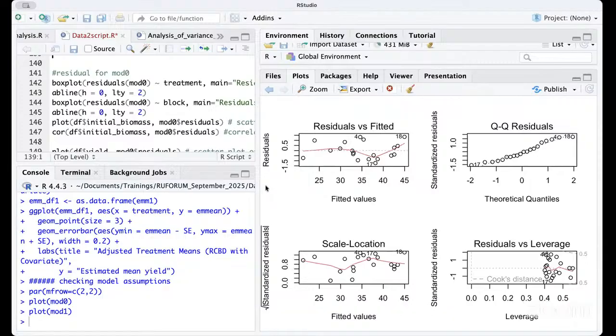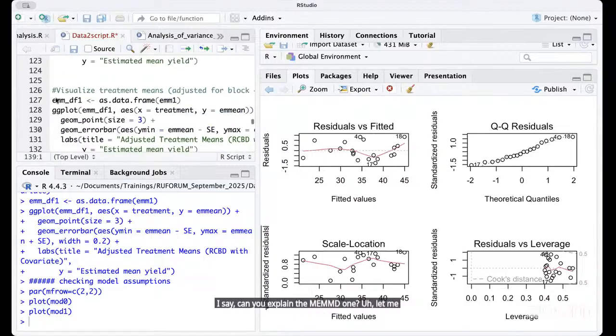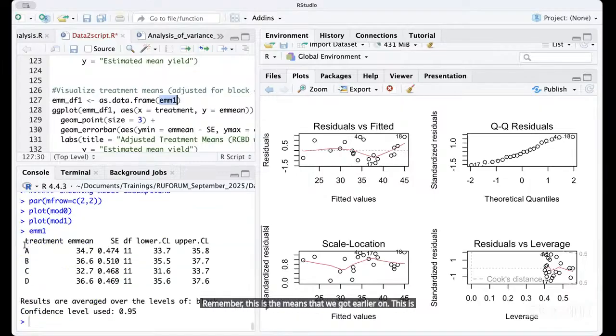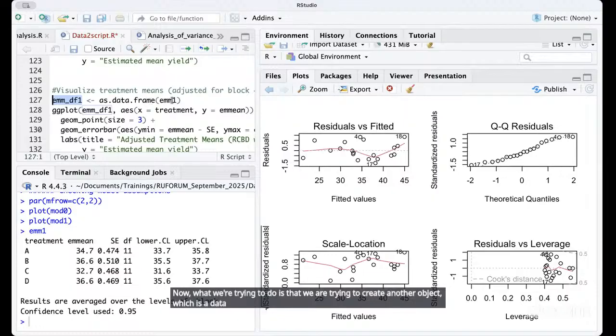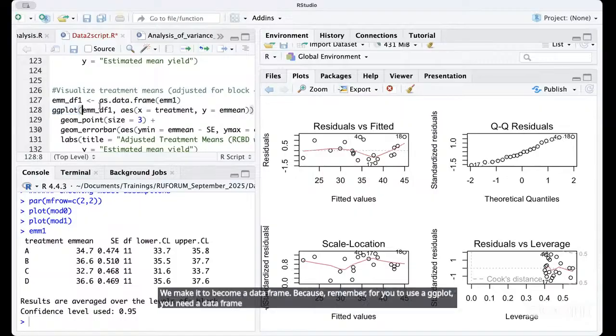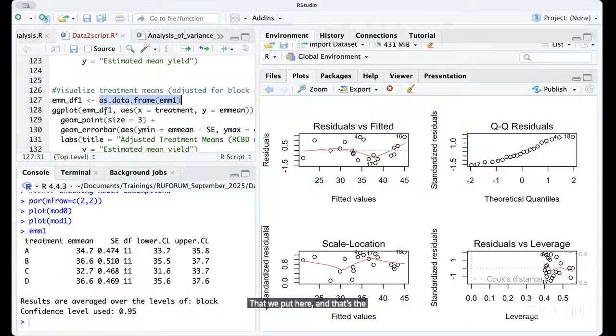I say, can you explain the MEMD one? Let me check. What I'm trying to do here, remember, is the means that we got earlier on. This is what we have here. Now we are trying to create another object, which is a data frame. We pick this result here and make it a data frame, because remember, for you to use ggplot, you need a data frame. So that's why we are creating a data frame that we put here, and that's the one that we're going to plot.